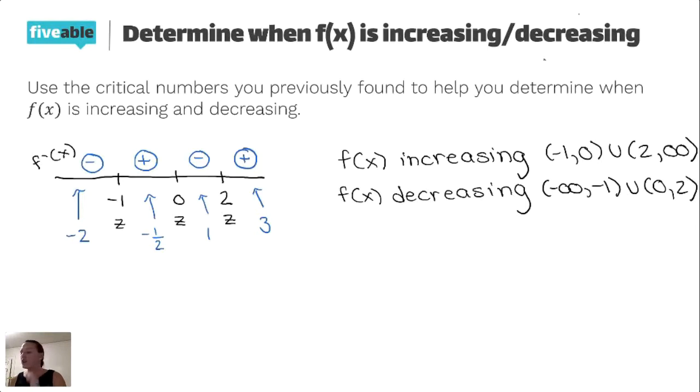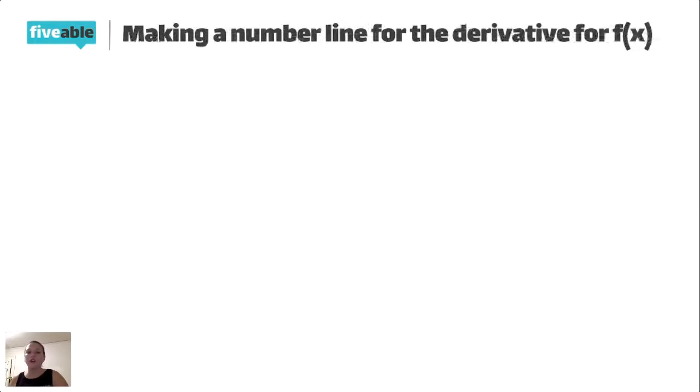Any questions for me about how we design that number line? The importance of the language there: when f of x is increasing, f prime of x is positive; when f of x is decreasing, f prime of x is negative. No? Okay.